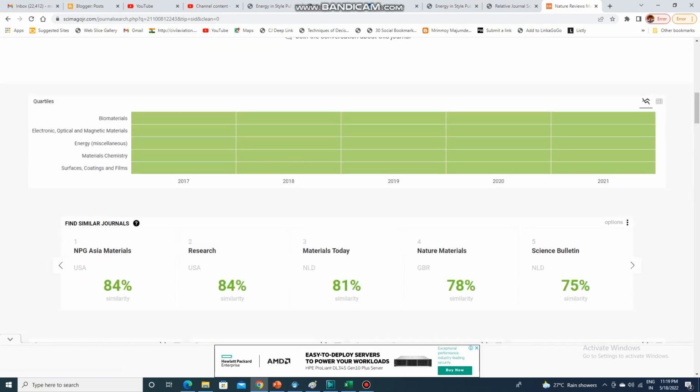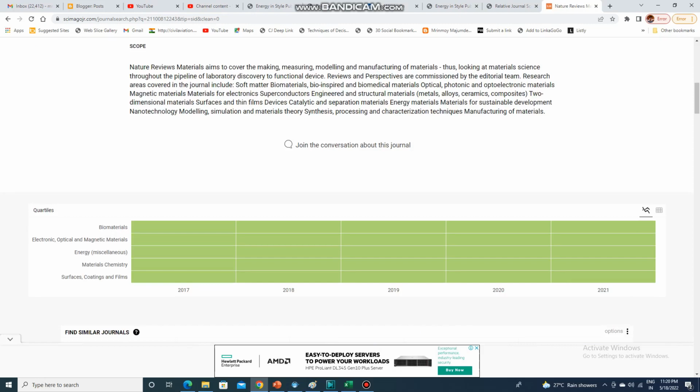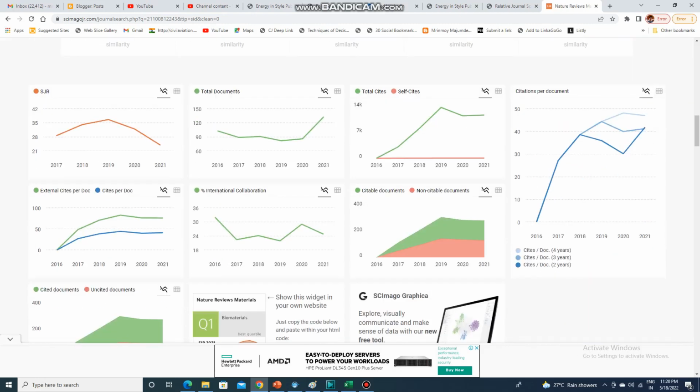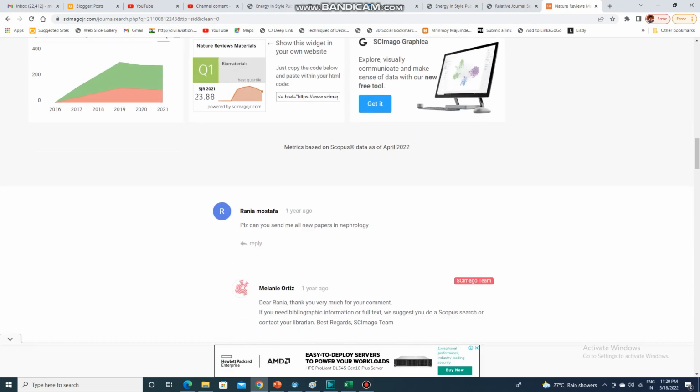Now, if you go into this, the various parameters are shown, Q1 and all this thing. You have extensive quality metrics given here. These are the SJR impact factor for the last 5 years, total documents published in the last 5 years, total cites with respect to self cites for the journal, citations per document, which is the impact factor for the 4 year, 3 year, and 2 years, and many other indicators it will show.